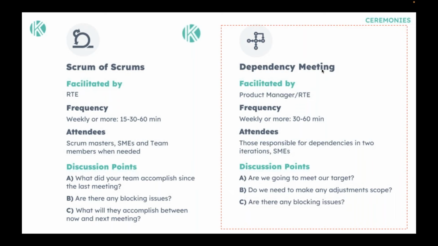So with these dependency meetings, it was facilitated by either the product manager or the release train engineer, depending on the structure of the organization. We have 30 minutes, and what we talk about is what's within this sprint and what's in the upcoming sprint as well. We have only those people that are responsible for dependencies attending. We don't have all of the Scrum Masters attending those meetings because they don't need to be there. So it's just the people that are responsible for these meetings. And then the discussion points are pretty much how you would make it yourself.